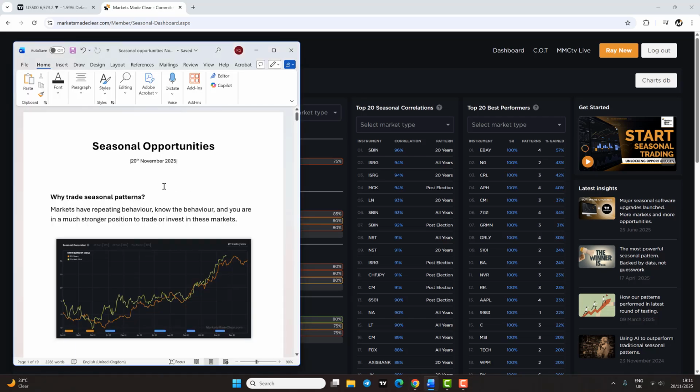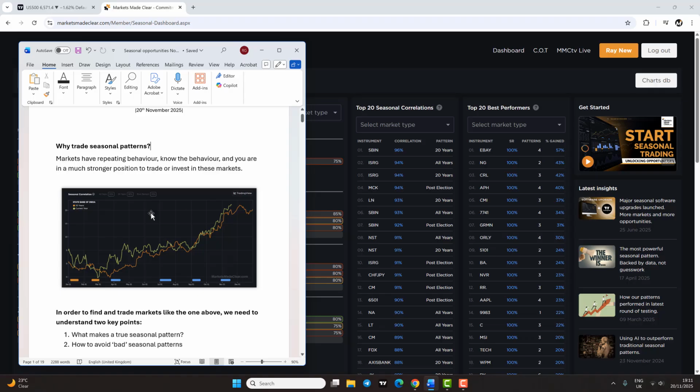Right, what are we going to be doing this evening? First of all, why are we trading seasonal patterns, or why do I trade in seasonal patterns? To begin with, just a little bit of a recap, why we're looking at seasonal patterns. A perfect example is this chart here. It's actually State Bank of India. Not many of you probably trade it, but it's a perfect example.